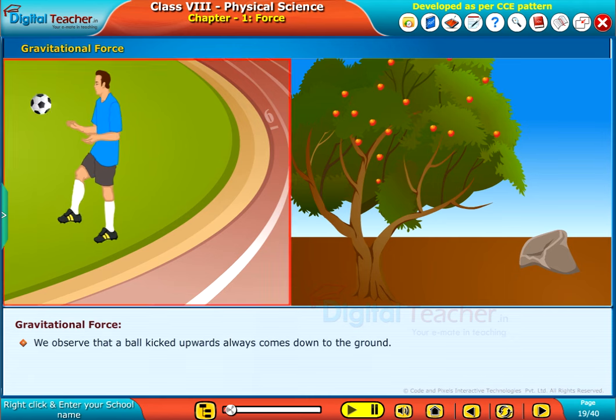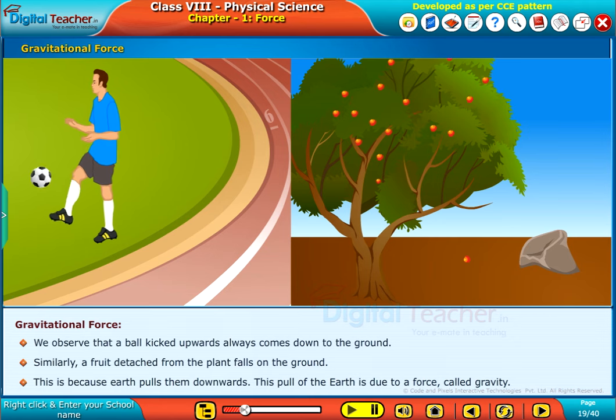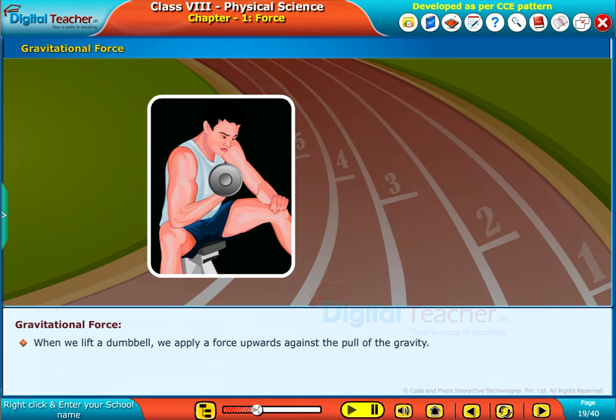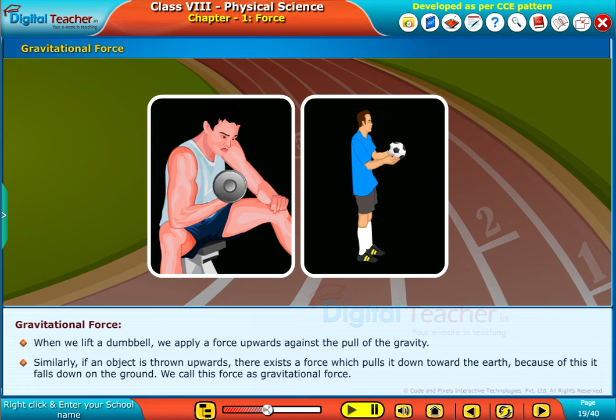We observe that a ball kicked upwards always comes down to the ground. Similarly, a fruit detached from the plant falls on the ground. This is because the earth pulls them downwards. This pull of the earth is due to a force called gravity. When we lift a dumbbell, we apply a force upwards against the pull of gravity. Similarly, if an object is thrown upwards, there exists a force which pulls it down towards the earth. Because of this, it falls down on the ground. We call this force gravitational force.